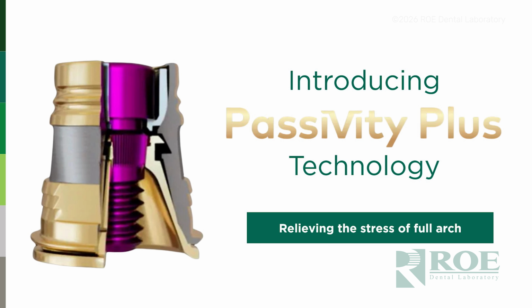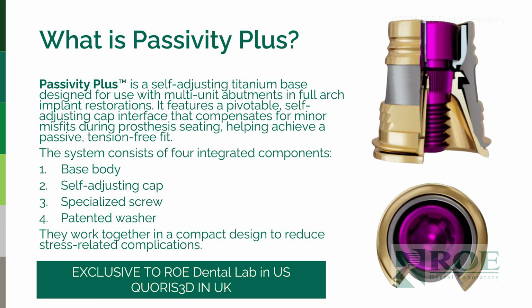So what we're trying to do is uptake any little discrepancy along the line from record all the way through to manufacture, taking all of those little errors and then eliminating them at the very end when we go to fit the bridge. So it's a self-adjusting titanium base, so it's a tie base, and it's designed for use at this stage with all standard multi-unit abutments, so all standard 4.8s. It features a pivotable, so inside there's what can be described like a bell, okay, which is a movable interface, and it is this that compensates for the minor misfits during the prosthesis manufacture, okay.